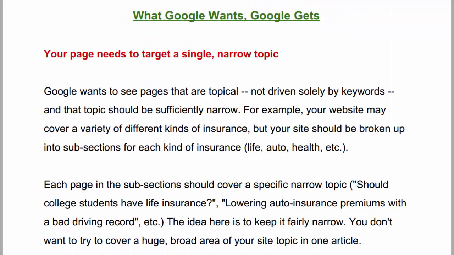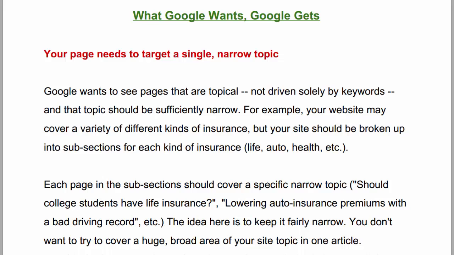What Google wants, Google gets. Number 1. Your page needs to target a single narrow topic. Google wants to see pages that are topical, not driven solely by keywords, and that topic should be sufficiently narrow. For example, your website may cover a variety of different kinds of insurance, but your site should be broken up into subsections for each kind of insurance: life, auto, health, and so on. Each page in the subsections should cover a specific narrow topic.